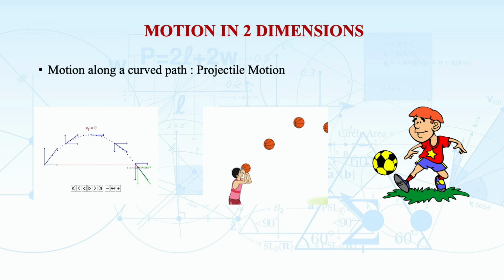A very common example of this is when you kick a football into the air, or when you have a cricket ball which is being hit by a bat and it is set out into space, and you want to follow the path of that ball. So you study what is known as projectile motion. Projectile motion is a motion of an object which has been launched into space, but the motion takes place in a plane.